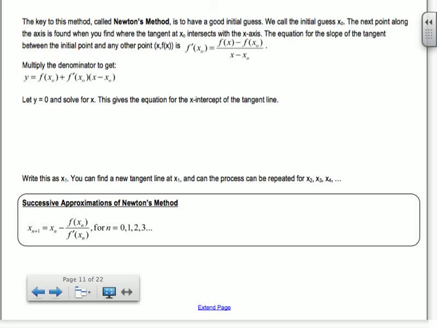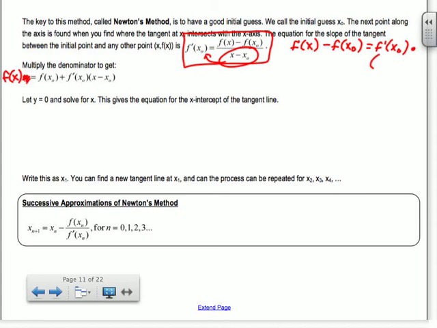So we're starting here. If I multiply my x minus x0 over, you end up getting f of x. Let me write out one more step. So f of x minus f of x0 equals f prime of x0 times x minus x0. I just multiplied my denominator over.